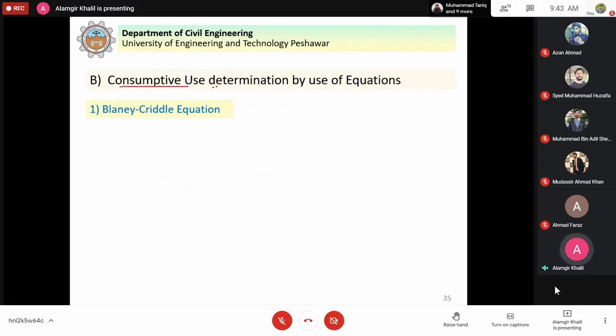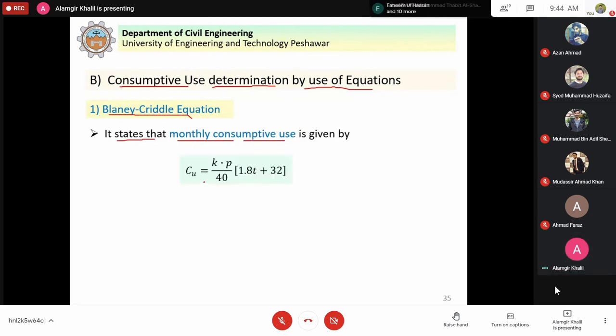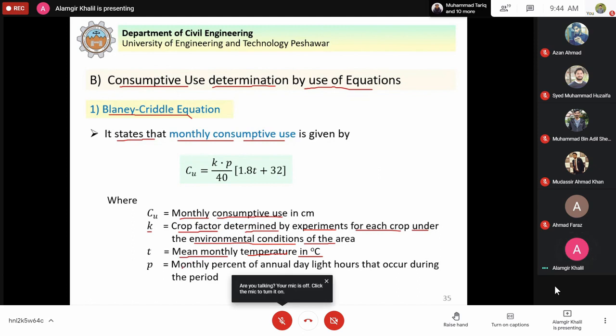Next, we discuss consumptive use determination by use of equations. We have different equations available to us that we can use to calculate the consumptive use. The first one is the Blaney-Criddle equation. Now it states that monthly consumptive use is given by this equation, where Cu is the monthly consumptive use, K is the crop factor determined by experiments for each crop under the environmental conditions of the area. T is the mean monthly temperature in degrees Celsius or centigrade. P is the monthly percent of annual daylight hours that occur during the period.